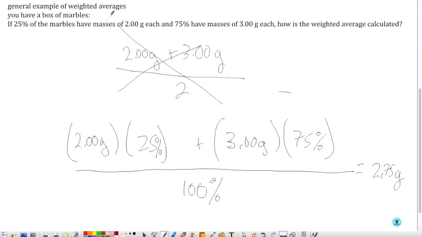Okay, and that's not being rigorous because these 25% and 75% technically have 2 sig figs. I just want to use this as a simple example. All right, something that you would have done in the past. Okay, so now I'm going to take this and I'm going to move it into chemistry.